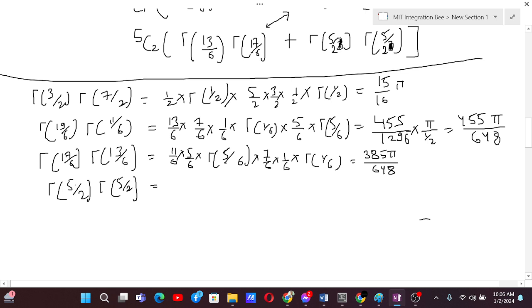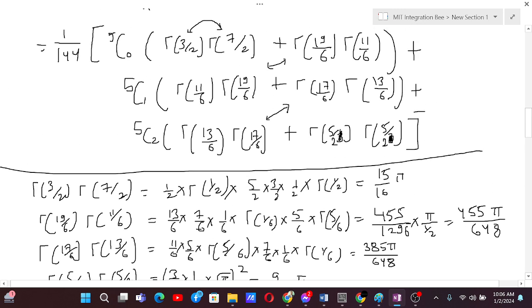This one, gamma 5 by 2, is actually equal to 3 by 2 into 1 by 2 into root pi, and that is gamma 1 by 2, and the same for the other one as well. So let's square this, and that is 9 by 16 pi. Yeah. And now let's try to sum these up.